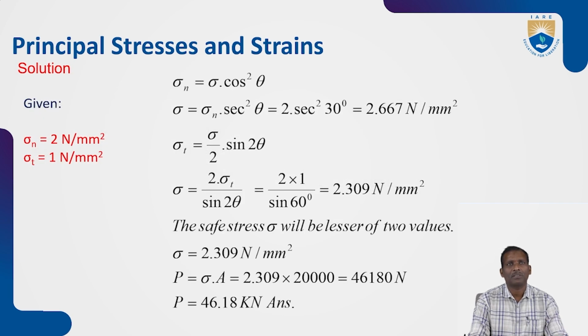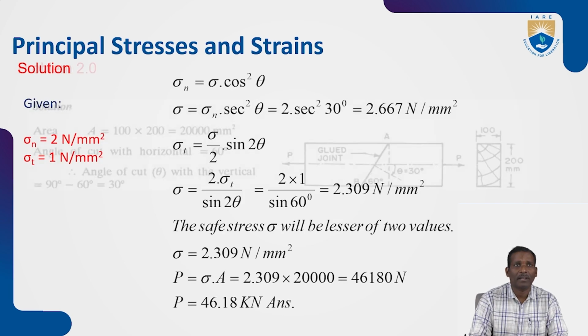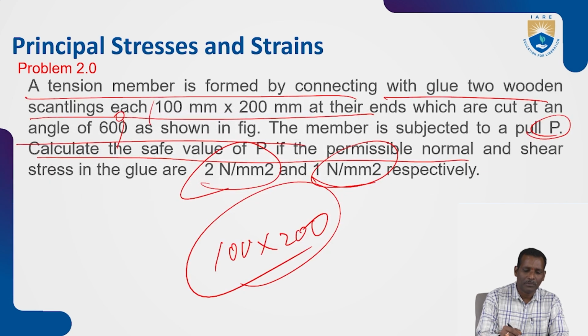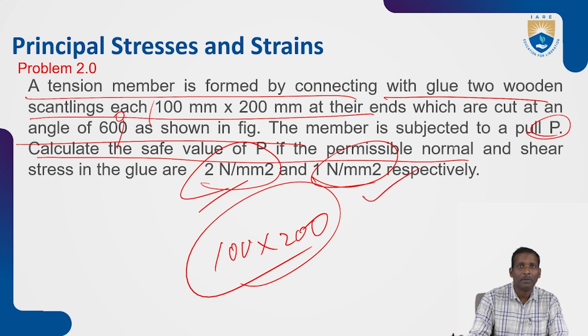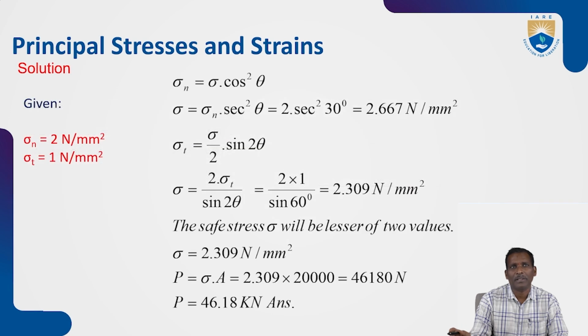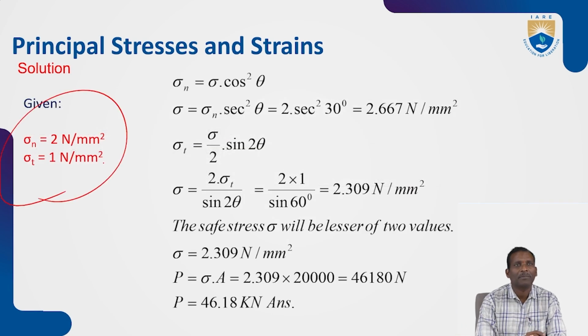Now apply the formulas. Here what is given is the permissible normal stress, sigma n, 2 Newton per mm square, and the shear stress also given, 1 Newton per mm square. Clear? But in the previous problem these two were not given, so we calculated the sigma n and sigma t shear stress. Now the values are given directly here, and we should use formulas. Which equation is suitable for this problem?